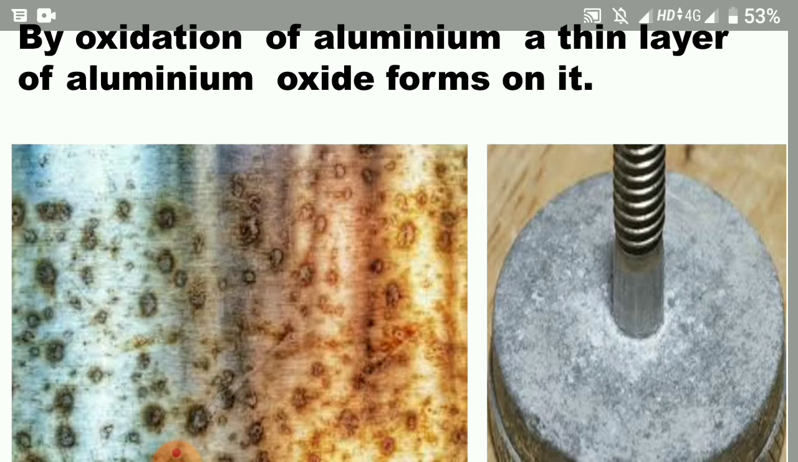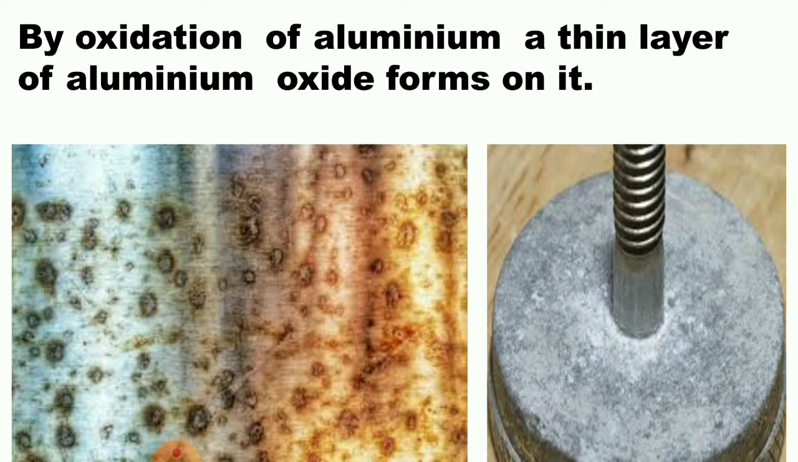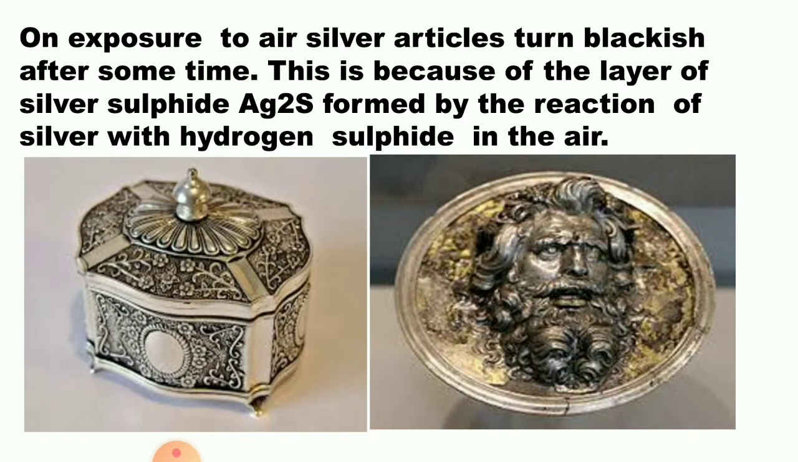Next is aluminium. Aluminium also reacts with oxygen to form a layer of aluminium oxide on it. So aluminium does not get rusted, it gets oxidized, corroded with the help of oxygen present in the atmosphere. Aluminium oxide is formed here.